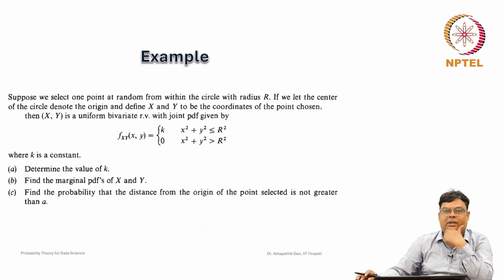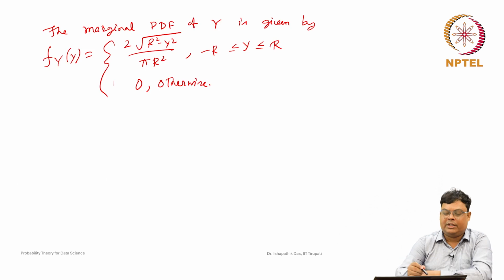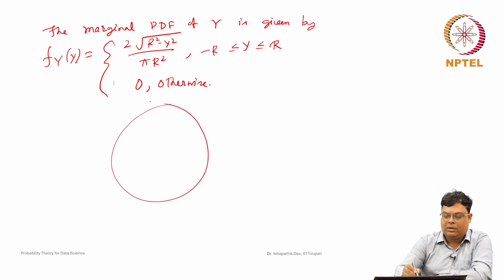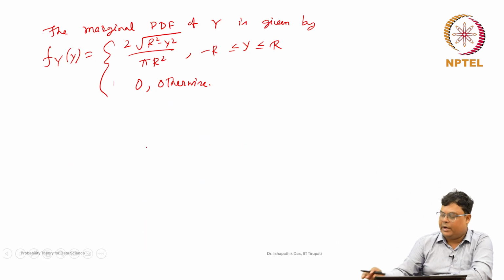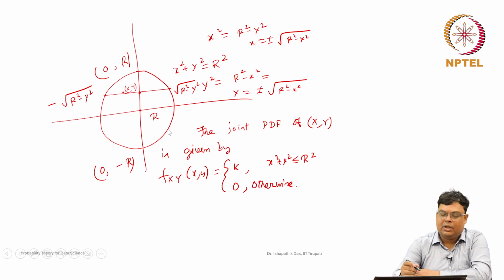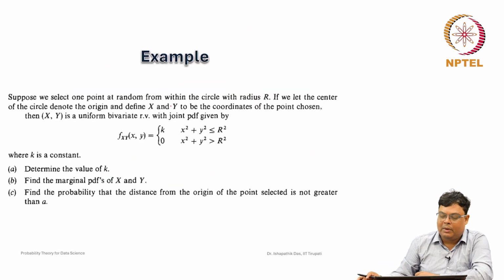So let us see what the other problems are. This one is to find the marginal probability density function of x and y. Then: find the probability that the distance from the origin of the point selected is not greater than a. So it is asking about the distance from the origin. Already we have this image, and now suppose a is any radius. What will be the probability that the distance from the origin will be not more than a?